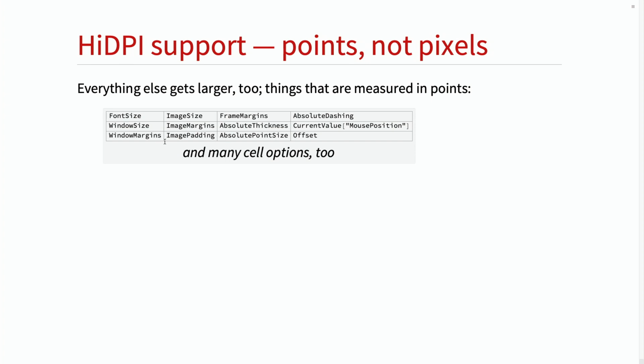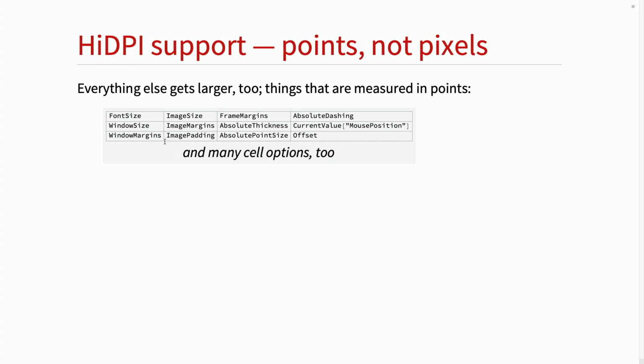That means that when you look at any of the options I've listed here, the most common ones you're going to run across: window size and window margins affecting notebooks, image size, image margins, the various sizes and margins options, and then anything that refers to absolute coordinates. Thickness and point size and dashing, those are all absolute. Offset is also an absolute base coordinate system, and these have always been documented in points.